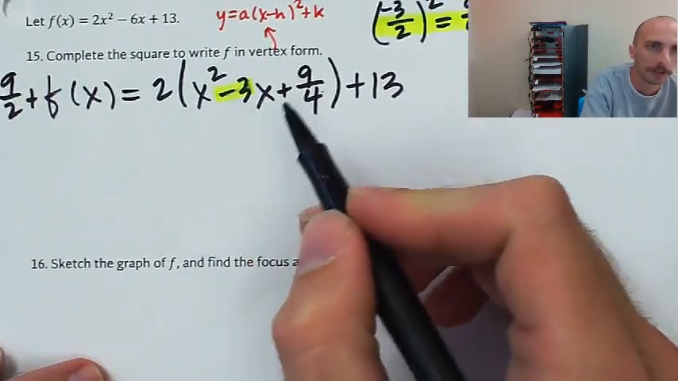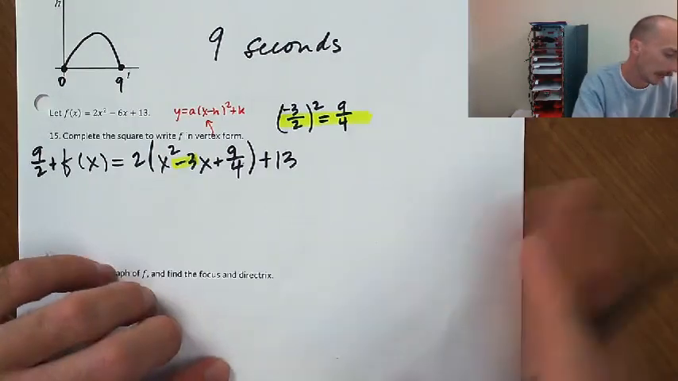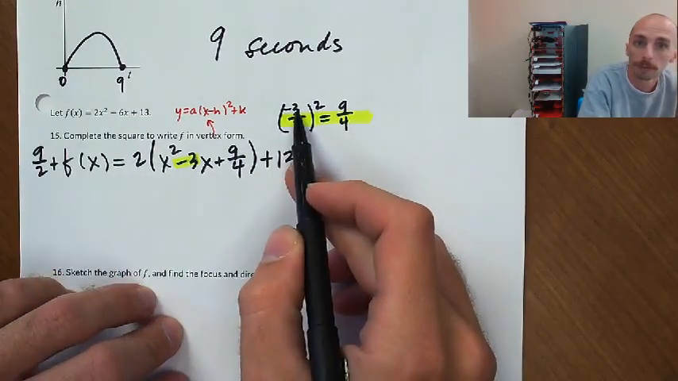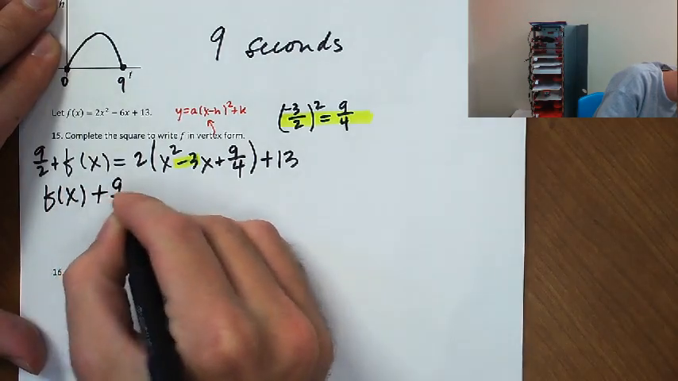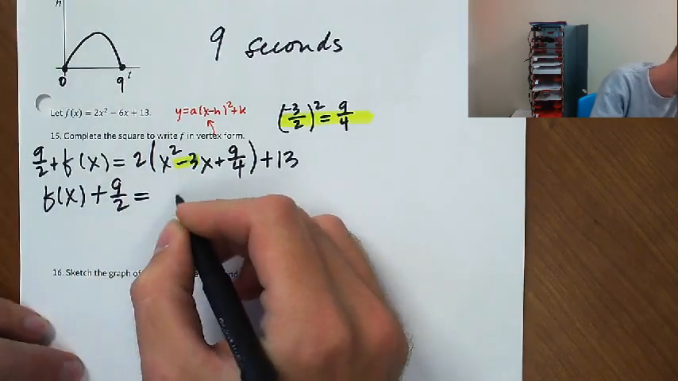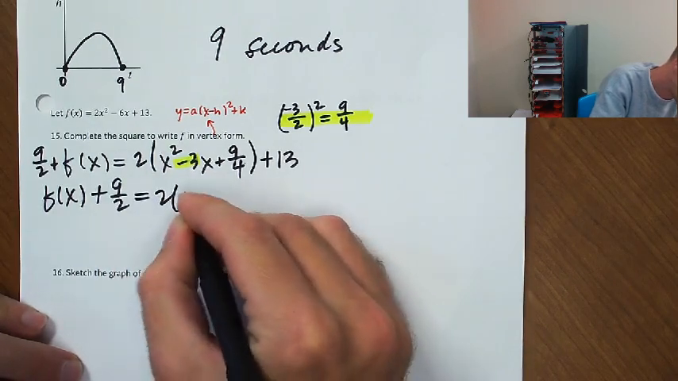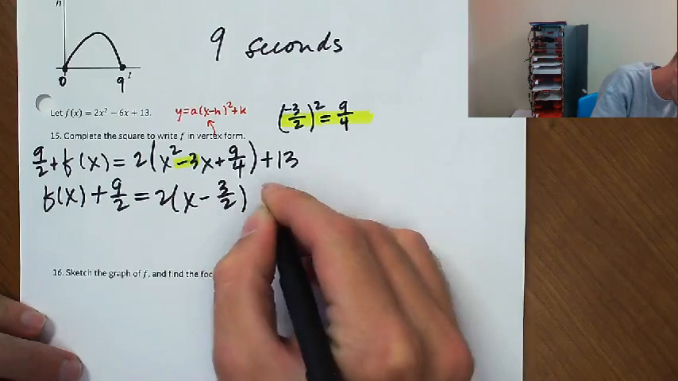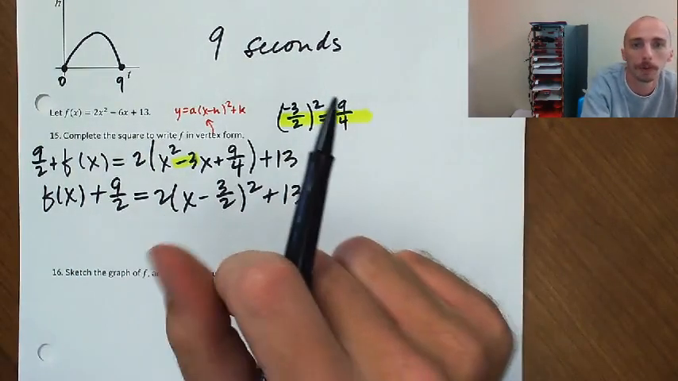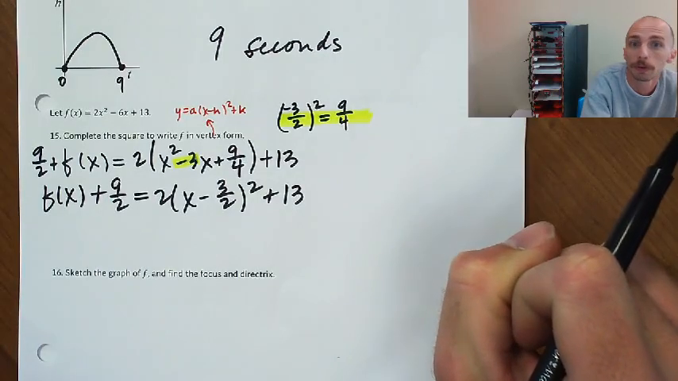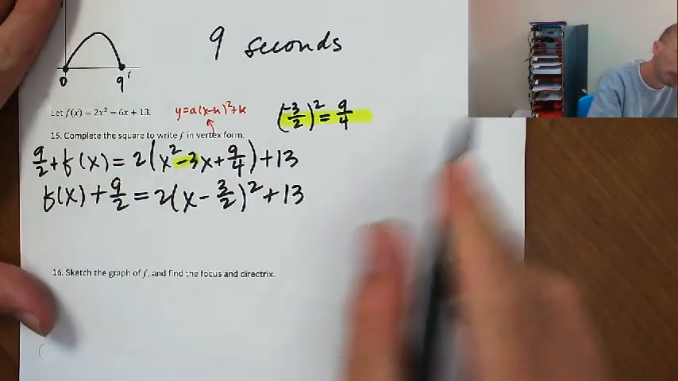Now I factor this thing. It's going to end up being x plus this number on the inside of the parentheses, squared. Say f of x plus 9/2 equals, which is 4.5, so I might use that, 2 times x minus 3/2 squared plus 13. Okay, and if I subtract 4.5 away from 13, 13 minus 4 is 9, so 13 minus 4 and a half would be 8.5.